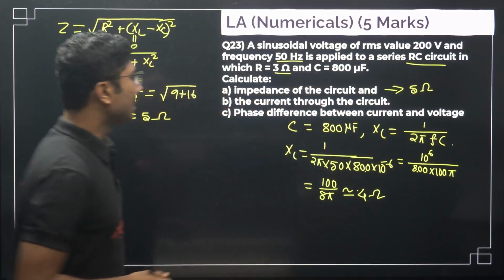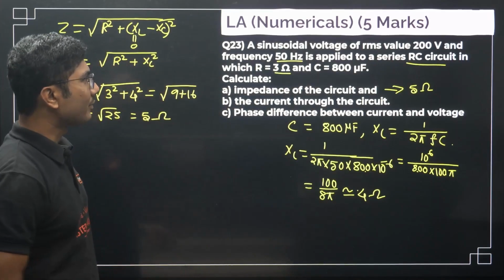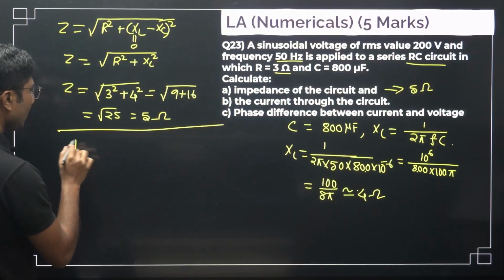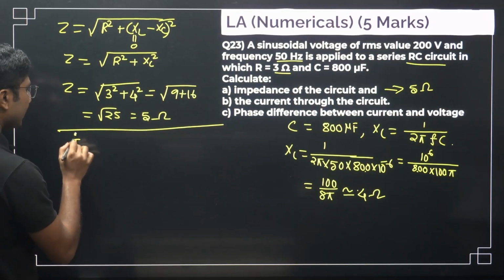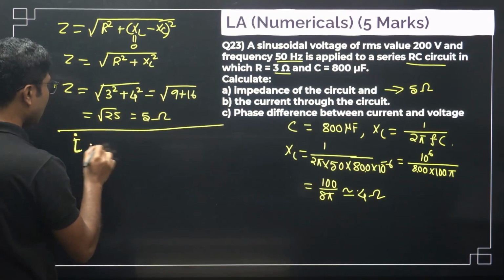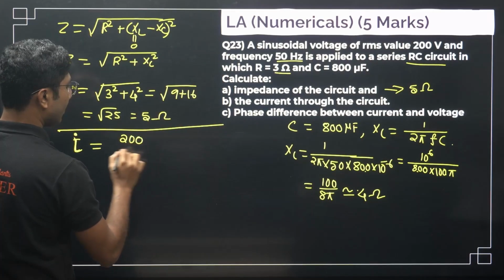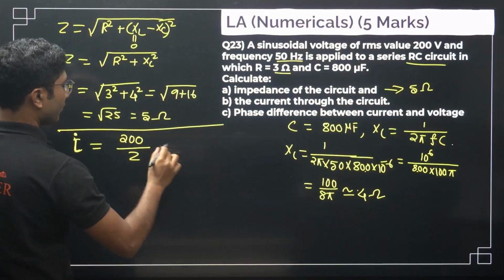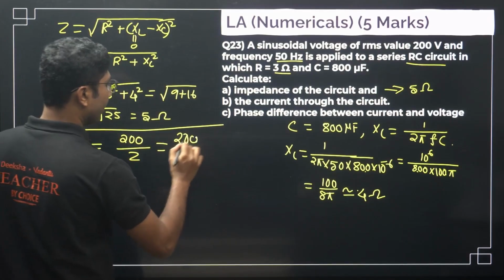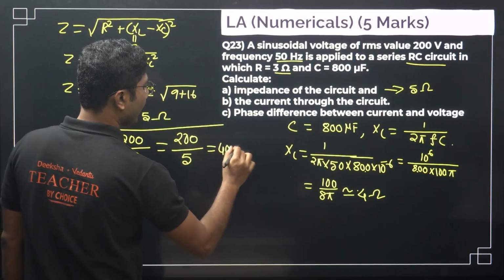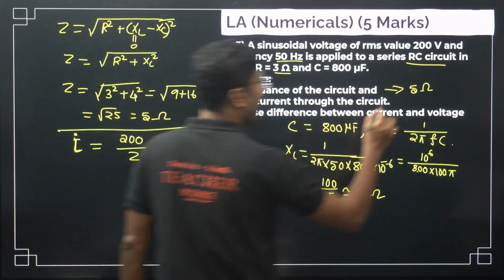Next is the current through the circuit. So how to calculate the current? Current is simple. Current, AC we generally show it using small i. So the voltage is 200 volt divided by the impedance. Okay, so 200 volt divided by 5 will be 40 ampere is the current.